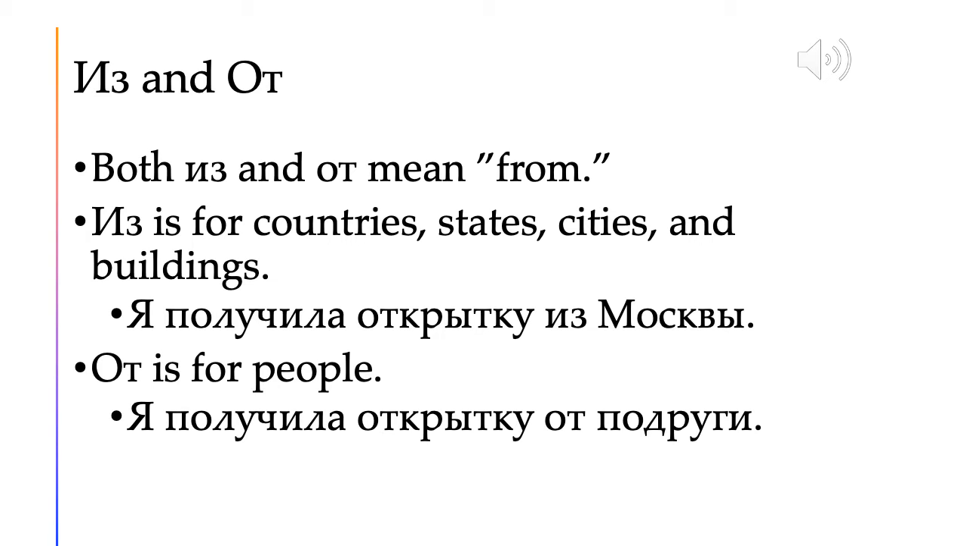We could say, for instance, Я получила открытку из Москвы. I received a postcard from Moscow. The destination that we're receiving the postcard from is a city, and so we use из. And then we use от for people, so we could say Я получила открытку от подруги. So again, they both mean from, they both use the genitive, but из is for countries, states, cities, and buildings, and от is for people.